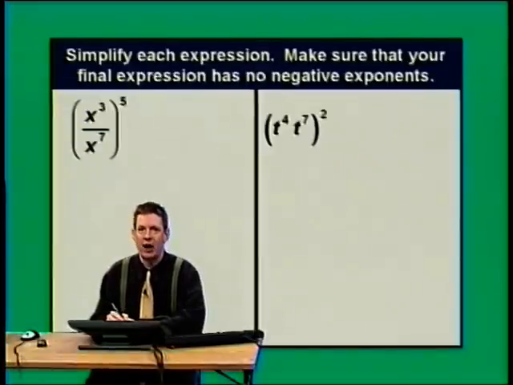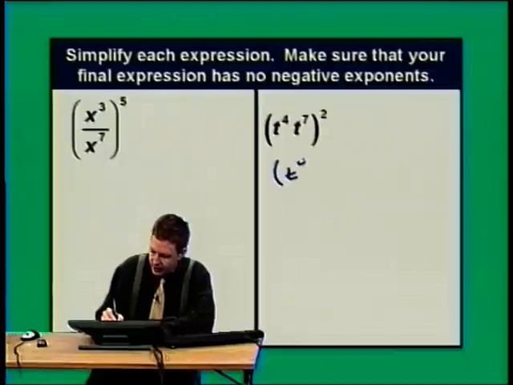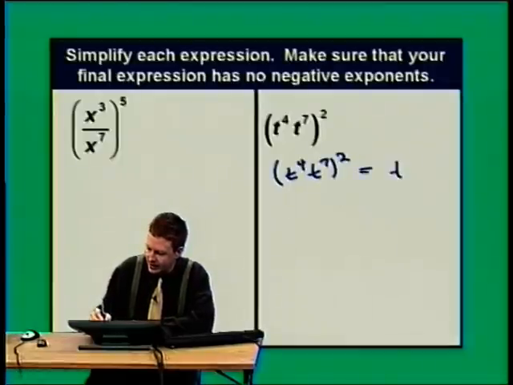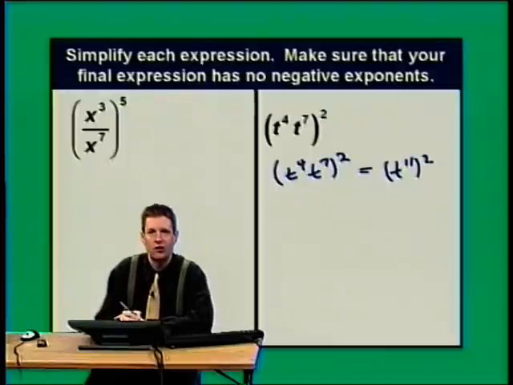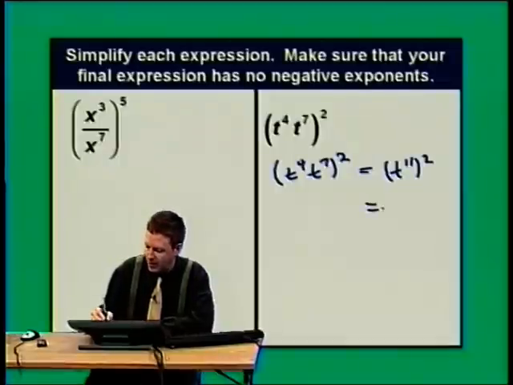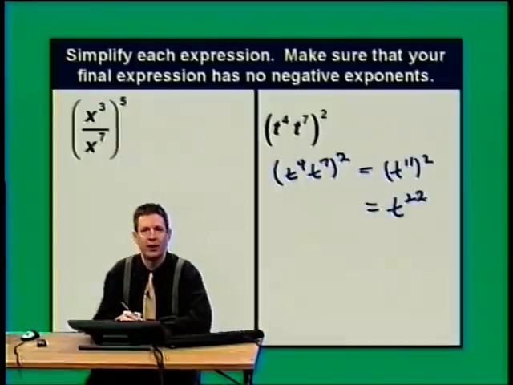Let's work these two problems. T to the 4th times T to the 7th, squared. Using our product rule, we can add the exponents on T. This is T to the 11th, squared. Using our power to a power rule, we can multiply the exponents. This is T to the 22nd.